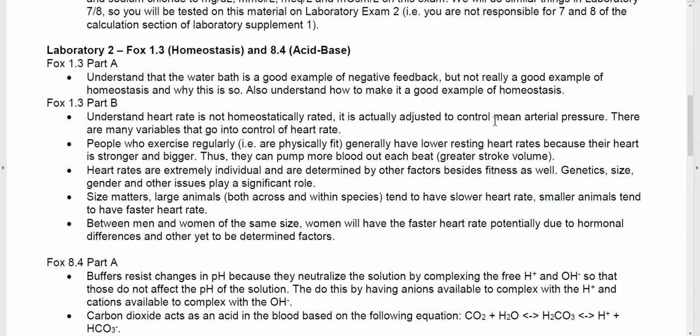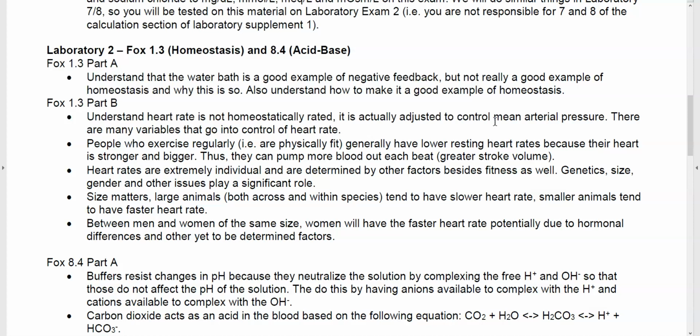In 1.3 of FOX, we looked at heart rates. And one of the things, despite what the title says, is heart rates are not homeostatically regulated. Okay? We actually use heart rate to control blood pressure. It's called mean arterial pressure, the average blood pressure over time. There are many variables that go into the control of heart rate, and we'll mention a few for resting heart rate in a minute.